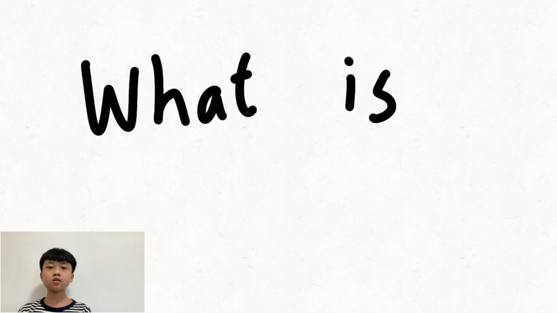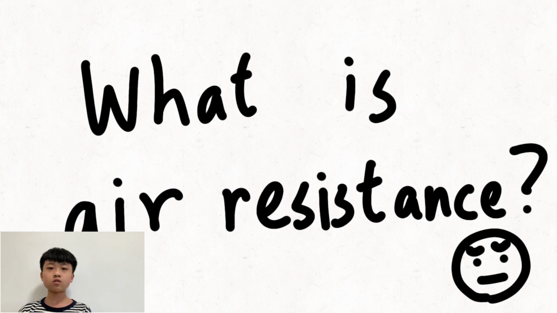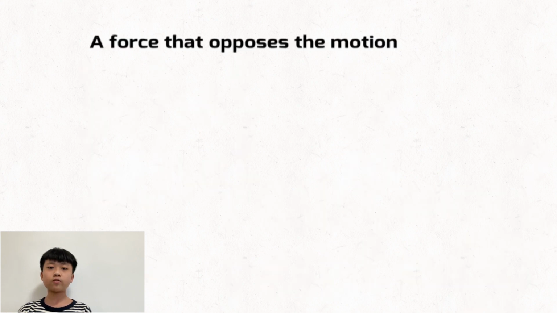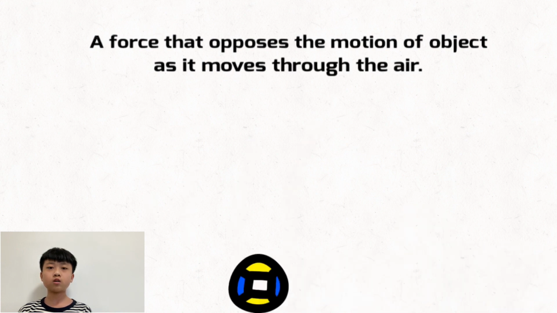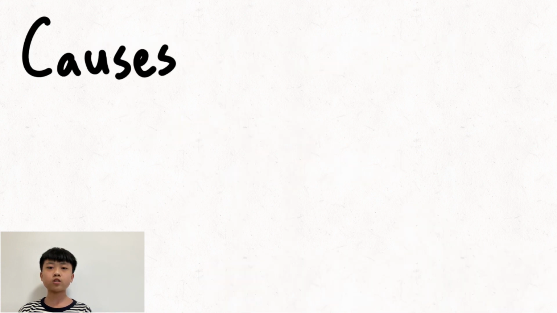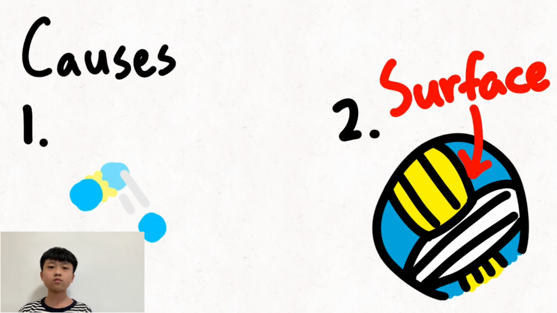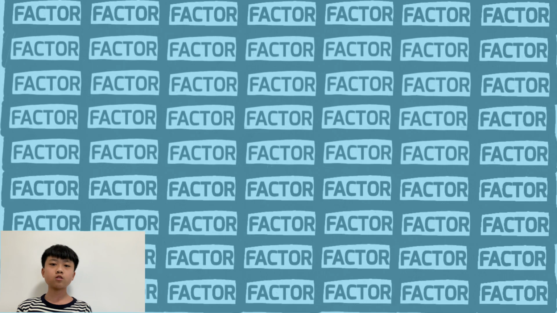So you may ask, what on earth is air resistance? Air resistance is the force that opposes an object's movement as it moves through the air, which is caused by friction between air molecules and the object's surface. There are many factors affecting air resistance.